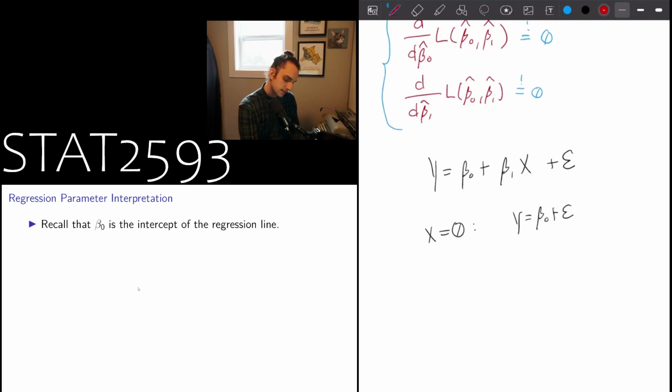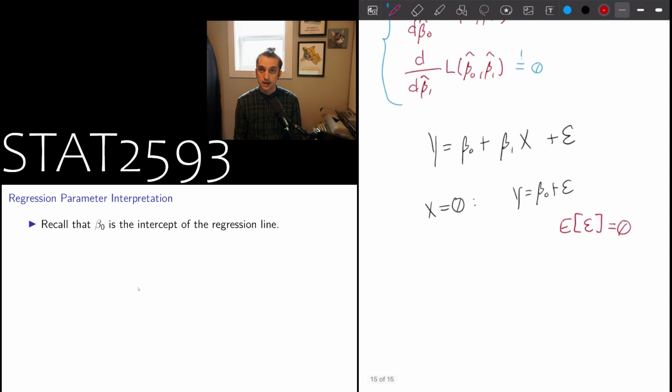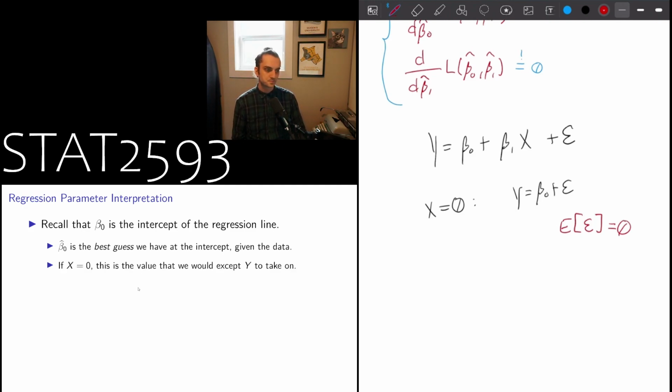And we know that the expected value of epsilon is equal to 0. And so the intercept is going to refer to the expected value of y, assuming that x is 0, right? So beta 0 hat is our best guess at the intercept. And then if x is equal to 0, this is the expectation of y, right?